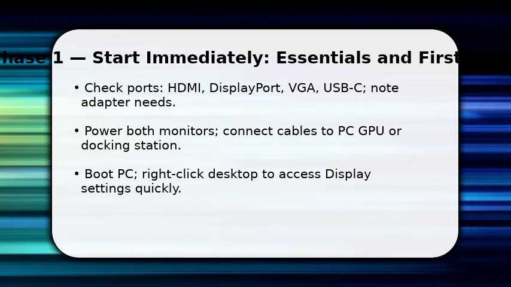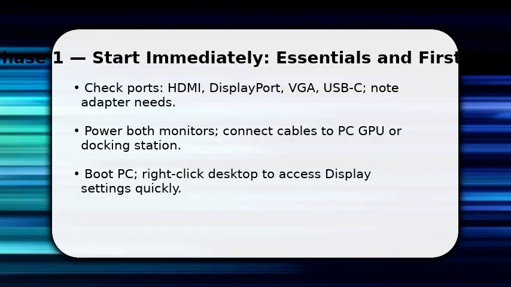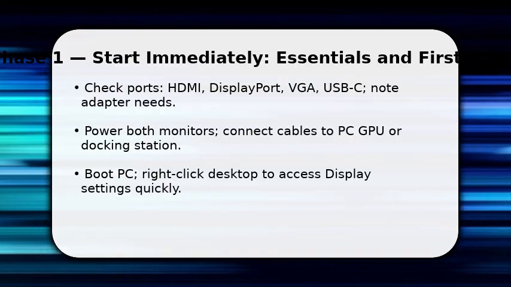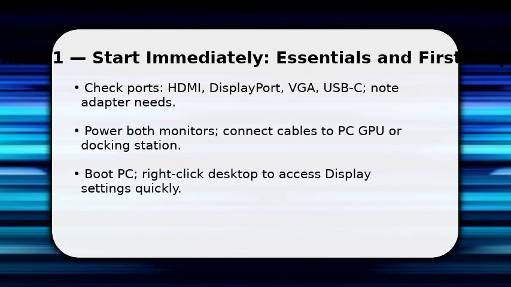You start by making the physical connections. Plug each monitor into the correct GPU or dock port and power them on so Windows can detect both. Once done, right-click the desktop and open Display Settings. This is where you control arrangement and scaling. Make sure cables are firmly seated and that any required adapters are attached. Otherwise, Windows may not see a display. You do this now so the system recognizes hardware before we configure resolution, orientation, and primary monitor.